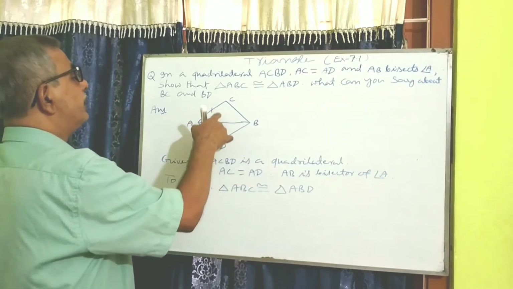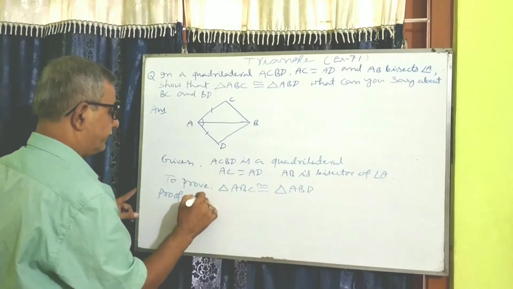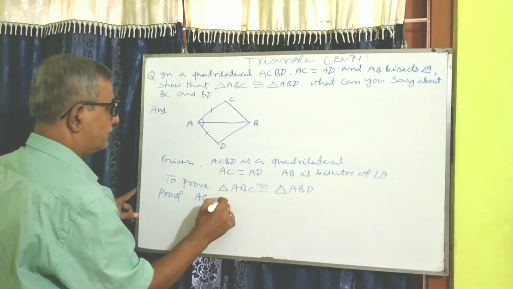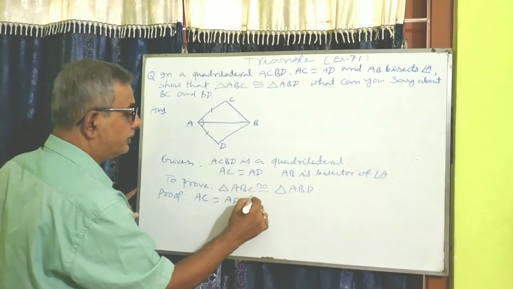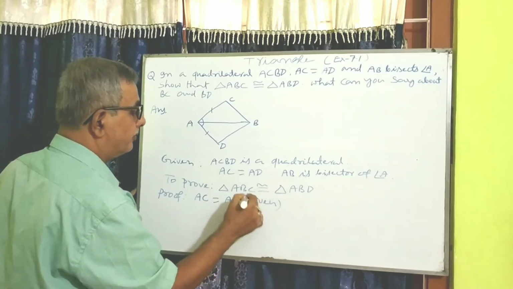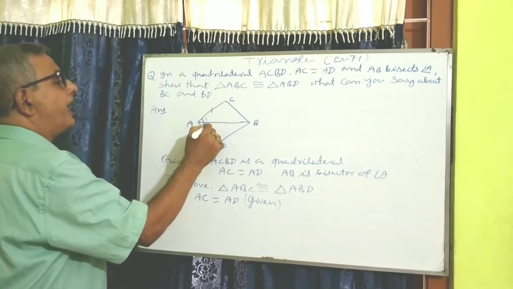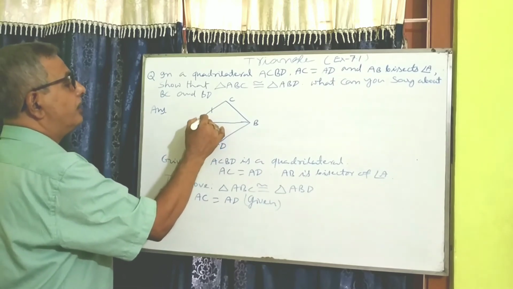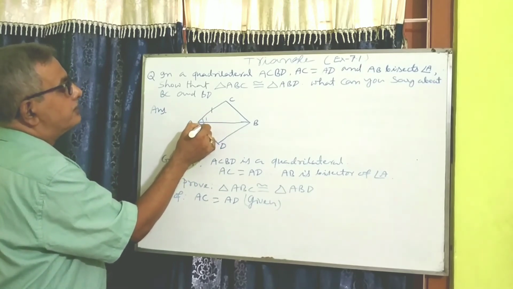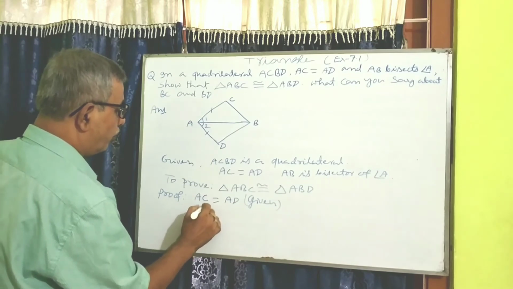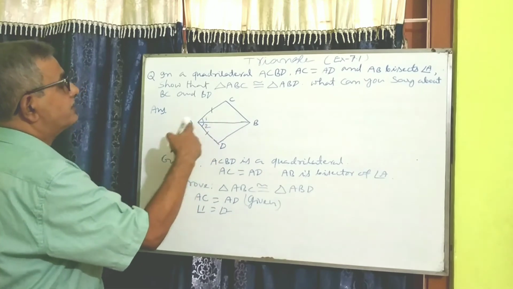Here you see, in these two triangles you compare. AC is equal to AD. From where have I written this? It is given. After that, you see this angle, suppose this angle is 1 and this angle is 2. So angle 1 is equal to angle 2. Why should you write? Since AB is the bisector of angle A.